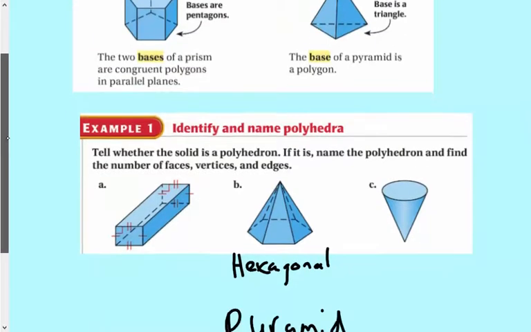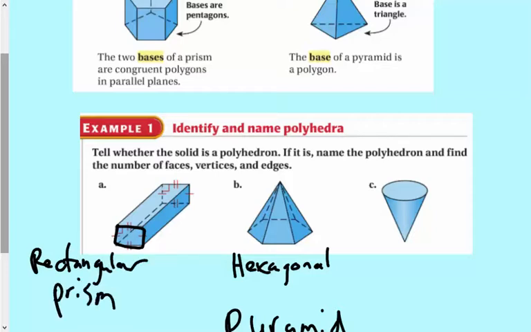But if we take a look at this prism right here, this is harder to tell, but the base is actually, believe it or not, this guy right here. That's the actual base. So you'd have to kind of rotate or flip that. So this is a rectangular prism. So sometimes, as I said, they're a little tricky to see. This is a cone. Okay, so tell whether the solid is a polyhedron. So we have yes, yes, no. If it is, name the polyhedron, find the number of faces, vertices, and edges.